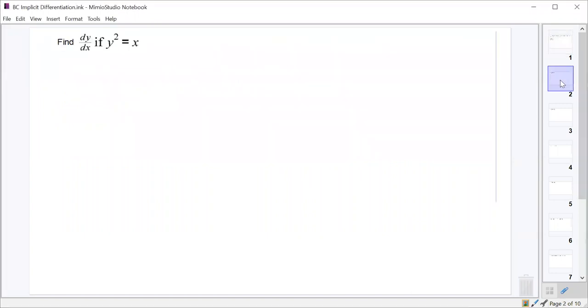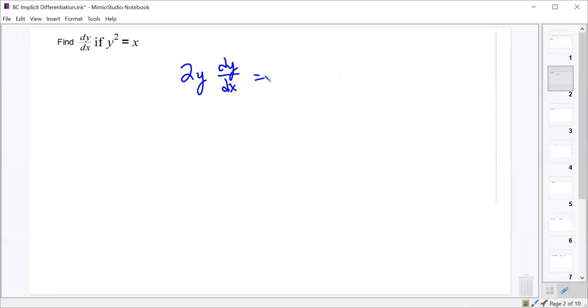So for something like y squared equals x, if we want to find dy dx, all we have to do first is take the derivative of both sides with respect to x. So on the left side, when we take the derivative of y squared with respect to x, that becomes the derivative of y squared with respect to y times the derivative of y with respect to x. That's the chain rule. You're taking the derivative of something that is not in terms of x, but you're doing it with respect to x. So you take the derivative with respect to y and multiply by the derivative with respect to x.